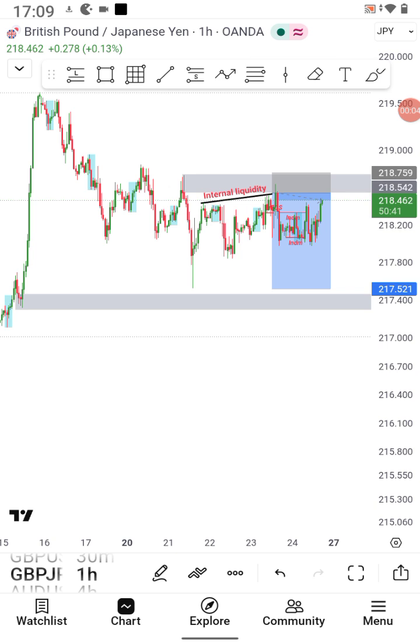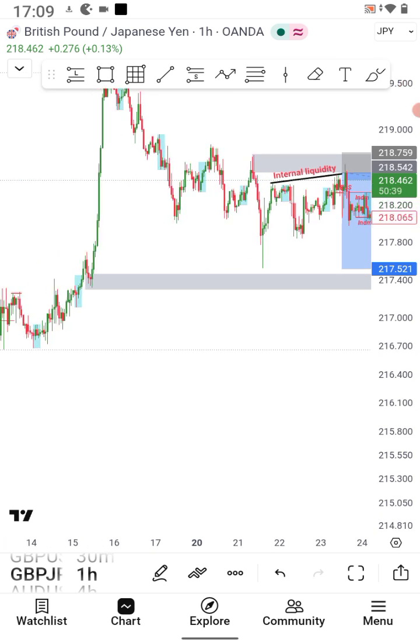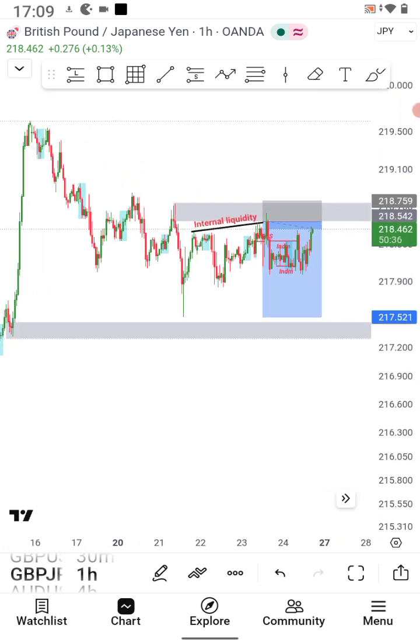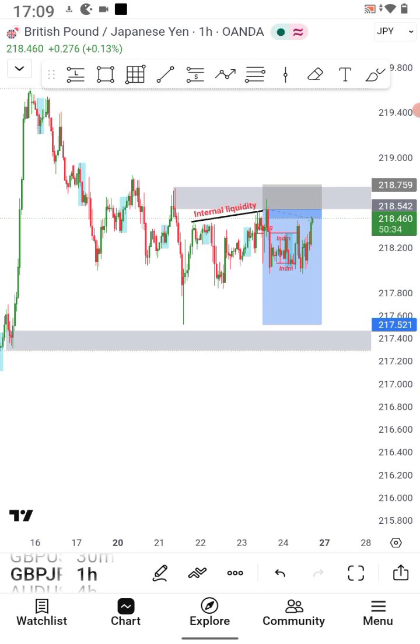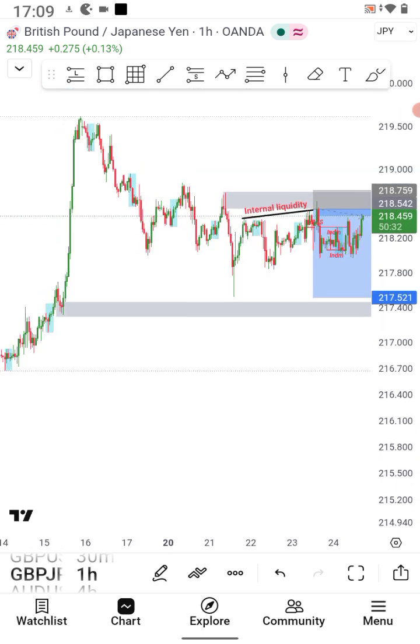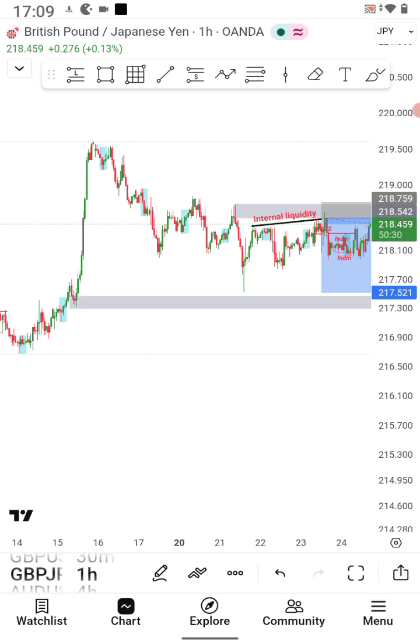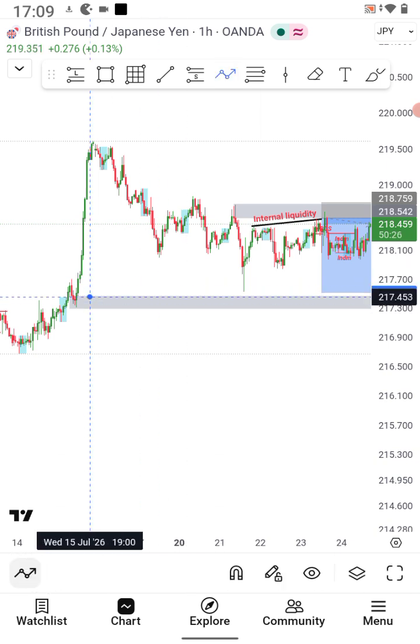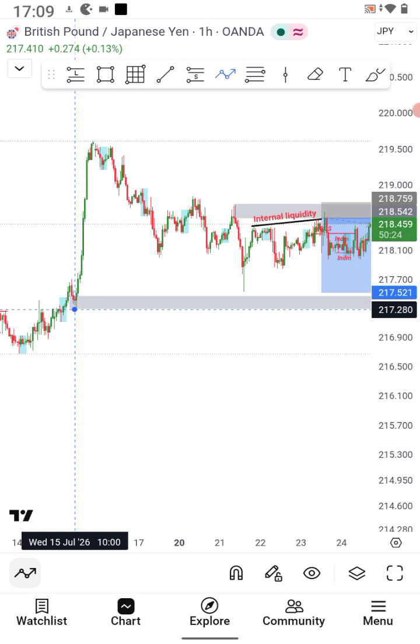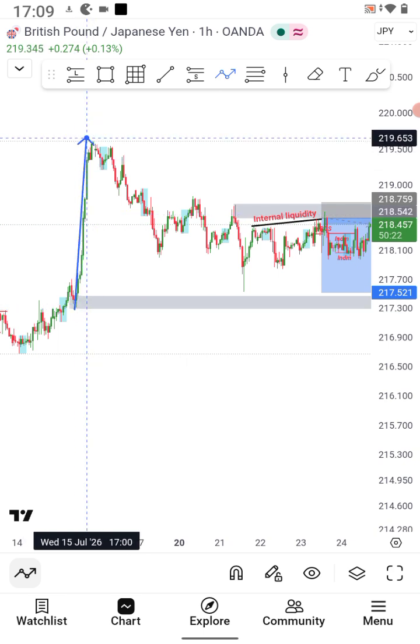So there's this trade I took, GBP JPY. I took it yesterday and it has been ranging. Now I want to use it to explain and show us why I took the trade. Okay, so this is 1 hour time frame, GBP JPY. Market gave a very impulsive move.